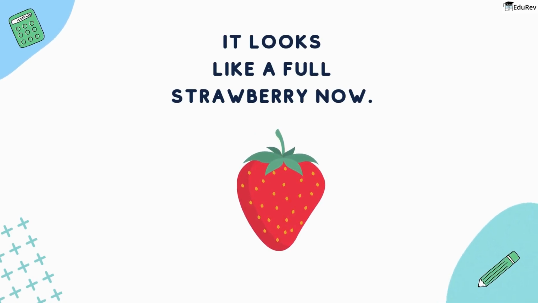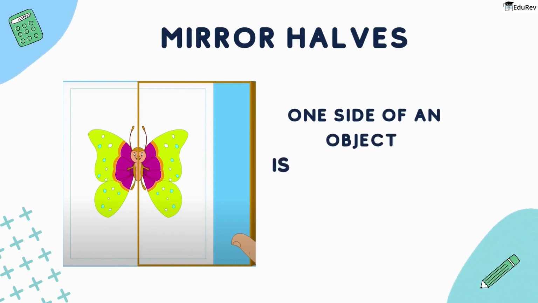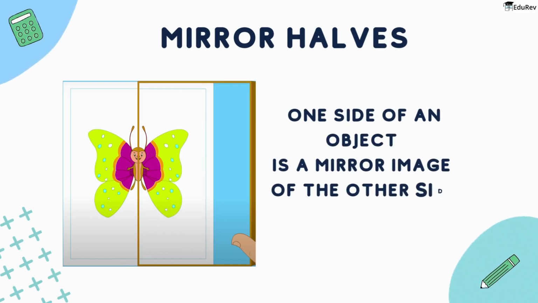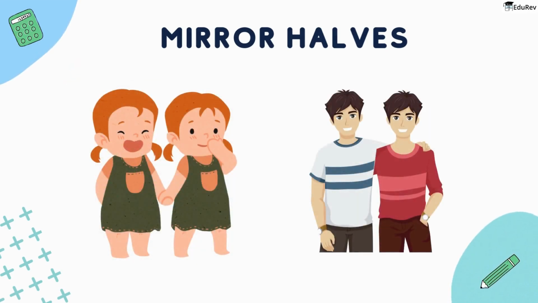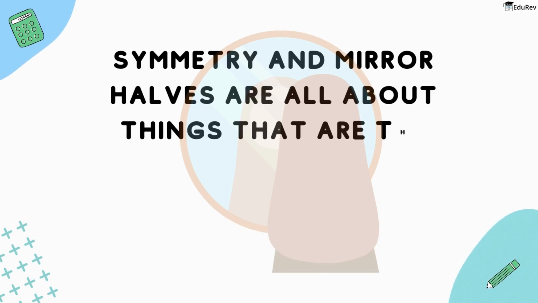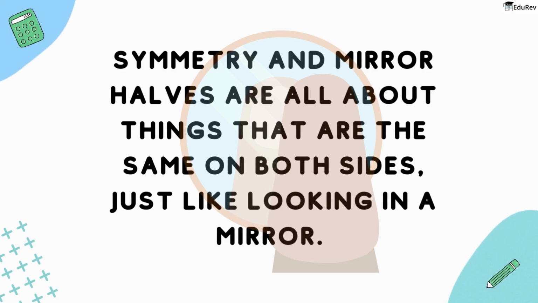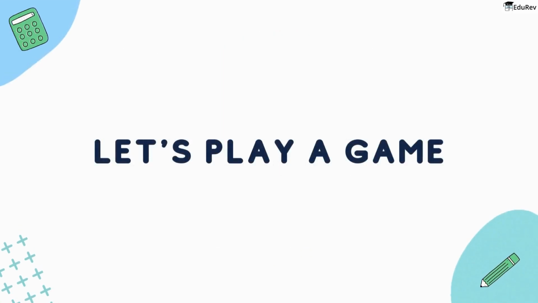When we talk about mirror halves, it means that one side of an object is a mirror image of the other side. They are like twins or best friends that look exactly alike. It's a special way to see symmetry. So, symmetry and mirror halves are all about things that are the same on both sides, just like looking in a mirror. Moving on, let's play a game.